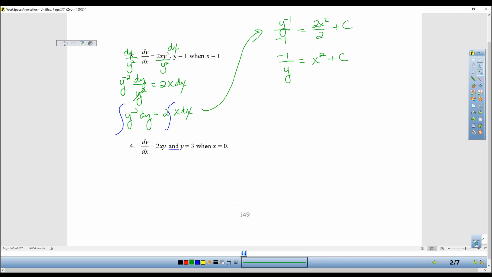All right, I am going to go ahead and plug this in. So you always want to find your c. So let's see, we have negative 1 over 1 is equal to 1 squared plus c. That's negative 1, so c is equal to negative 2. And then as a last step, I go ahead and plug it back in. So this is now going to have the c in it. So negative 1 over y is equal to x squared minus 2.